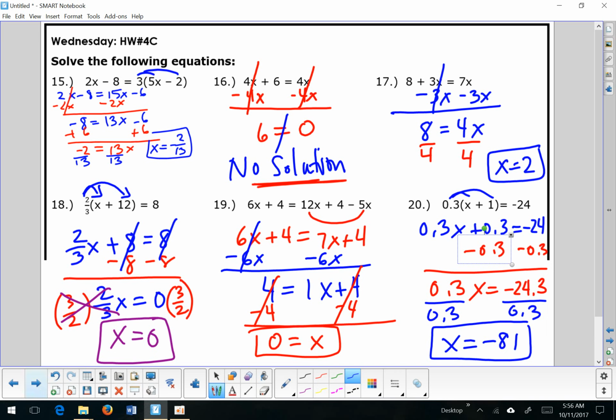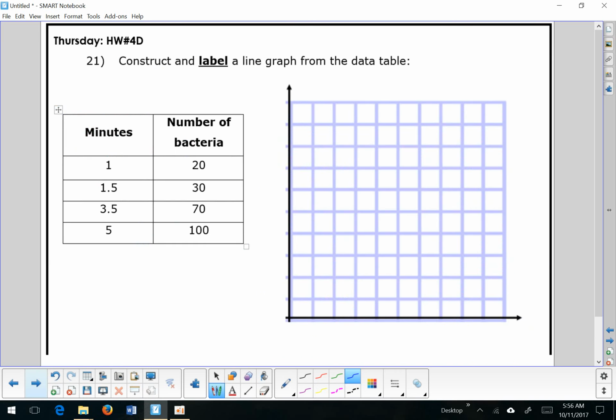Okay, last section. Create a graph and label each axis here. So my graph has minutes and number of bacteria. So the graph is minutes is the x coordinate, bacteria is the y coordinate. Remember, x is horizontal, y is vertical. So let's see what kind of scale I want to use here for my x values. It looks like I have decimal values. So I'm going to want to go by 0.5s. So my first one cannot be 1 because I want to go by 0.5. So my first one has to be 0.5.